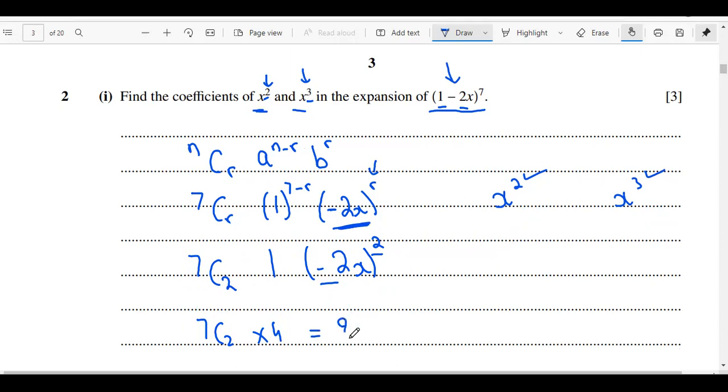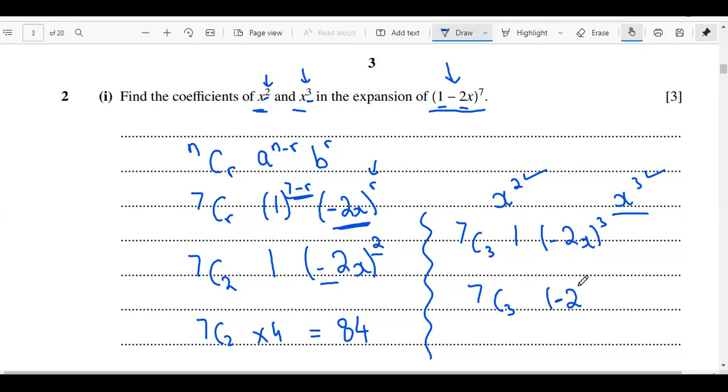It should be 84. Okay. This, sorry, is what we are getting for x squared. Okay, very good. And what about x cubed? For x cubed, r should be 3. Very good. Okay, 7C3. Whatever the power of 1 is, it is going to stay 1, minus 2x, and then power 3. So it would be 7C3 minus 2 to the power 3 x cubed.